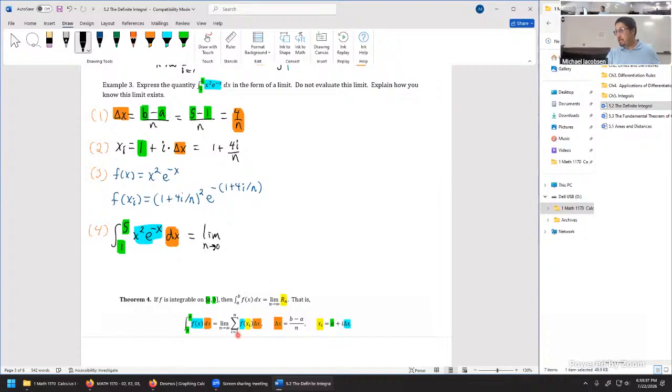Limit, n goes to infinity, of the summation, the Riemann sum from i equals 1 to n of, next part is f at xi. We're just copying that in. So (1 plus 4i over n) squared times e to the power of negative (1 plus 4i over n). And the last step to not forget is dx here as a symbol becomes a delta x to the right, where it's now the width of the approximating rectangles, same ones that we were doing in section 5.1. So that's what the limit is.